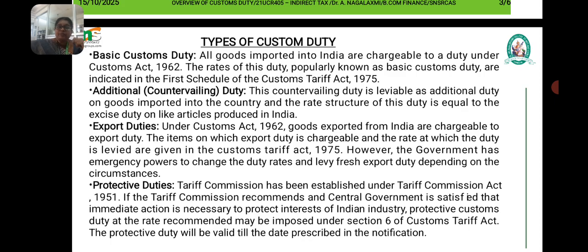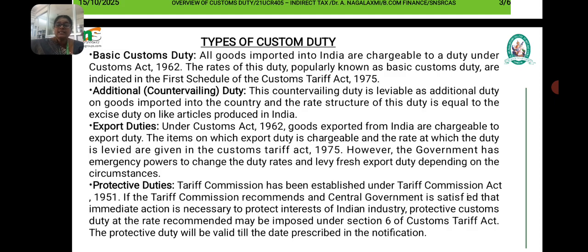The items on which export duty is chargeable and the rate at which duty is levied are given in the Customs Tariff Act 1975. So there is an act called the Customs Tariff Act 1975 where the list of taxes for the goods will be given. As per that list only, the taxes, that is the duty, will be levied on the import and export of goods from India or to India.